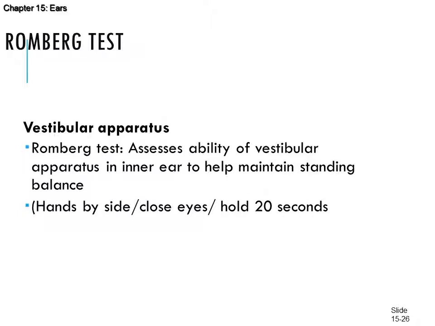And then we can do the Romberg's test. Romberg's test gives us a sense of how our equilibrium is, so where the body is positioned in space. We have the person stand straight up, arms beside them, eyes closed. They should stand like this for a good 20 seconds, and we're seeing if there is any movement that is not safe. They would start stumbling because they're unable to right themselves in space. So that would be the Romberg's test, a test of the vestibular apparatus or the cerebellum.